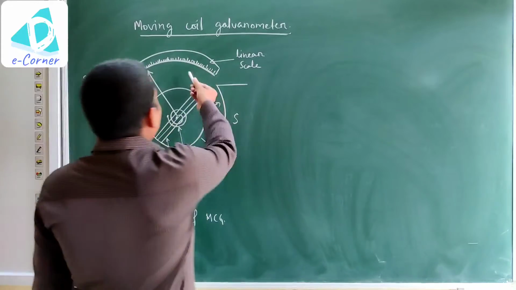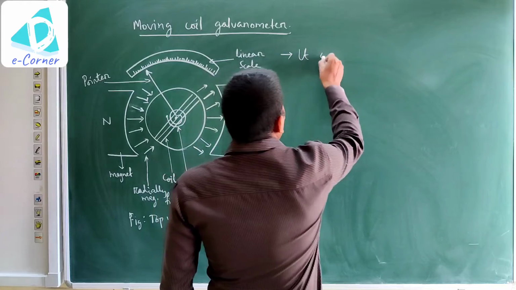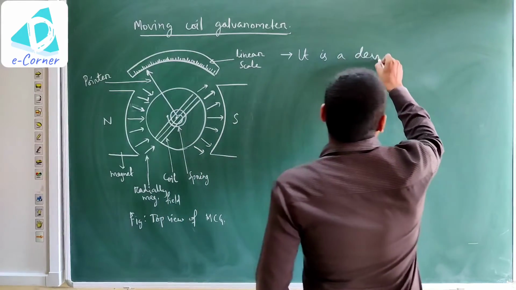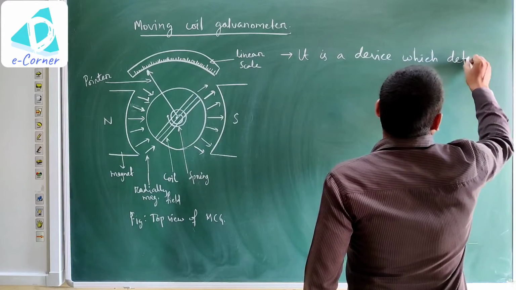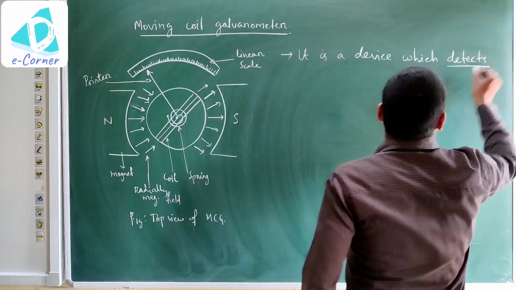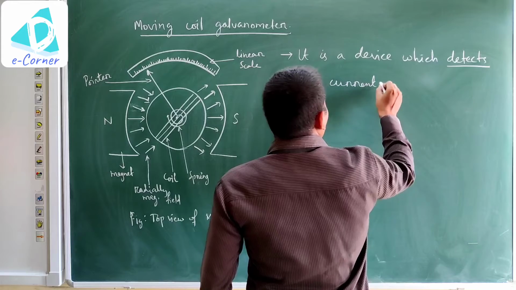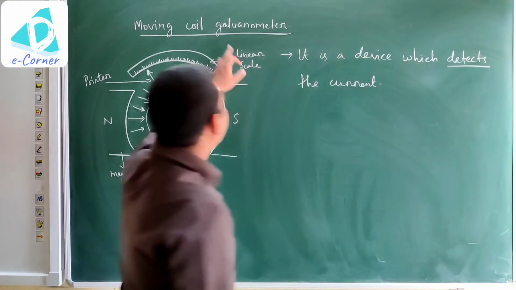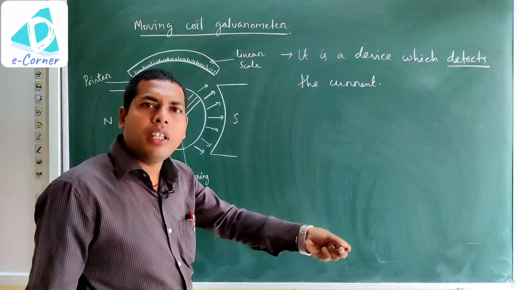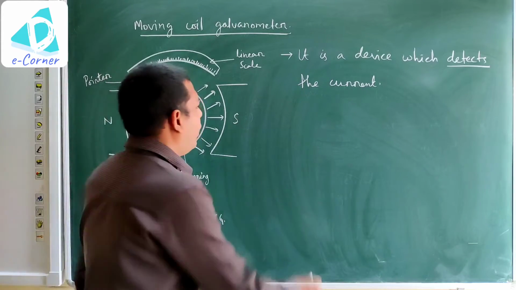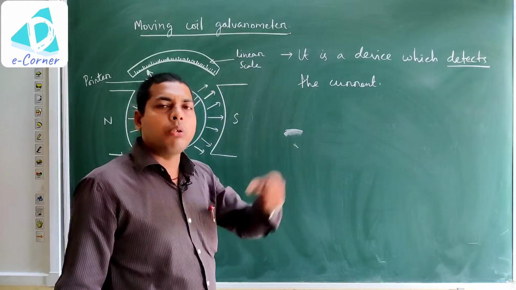Now we will proceed to the moving coil galvanometer. What does it mean? The moving coil galvanometer is a device which detects the current. That means it cannot measure the current. It only detects the current, whether current is flowing through the device or not. If the pointer is getting deflected, then we will say that the current is flowing through the circuit.